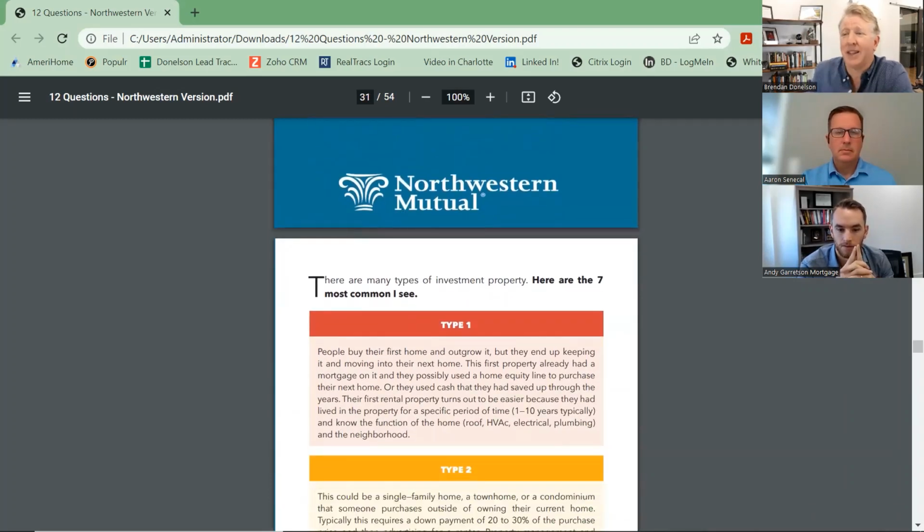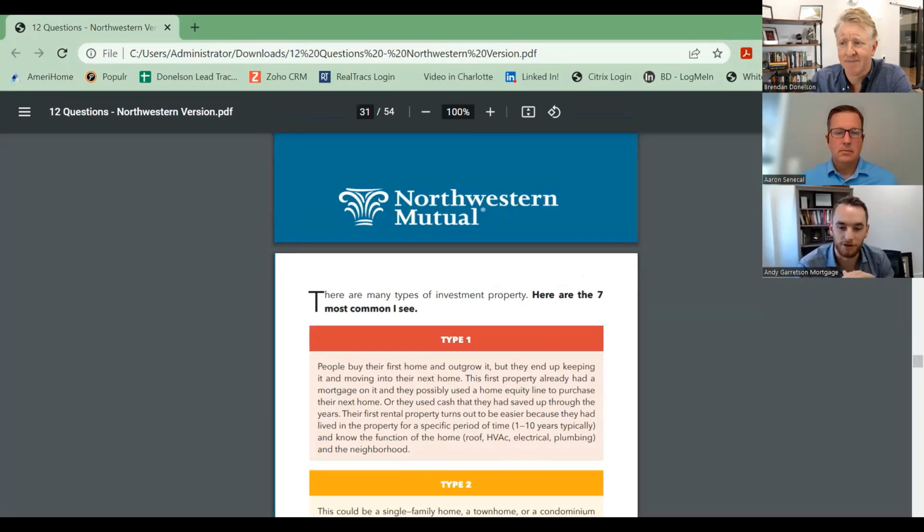If you guys can read that, type 1. I mean, Andy, talk about that. You're 27. So read the type 1. Yeah, so the basic and most ease of execution on an investment property is always going to be the first home that you buy. As you can see on that first line in type 1, people buy their first home and outgrow it and end up keeping it and then moving on to the next house.